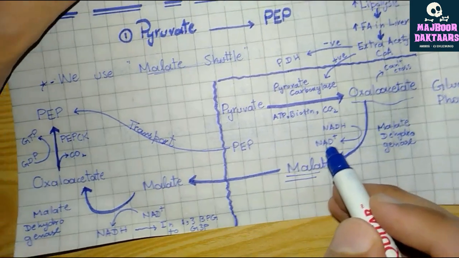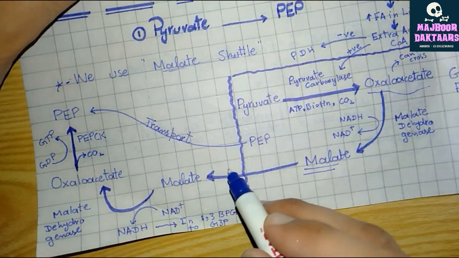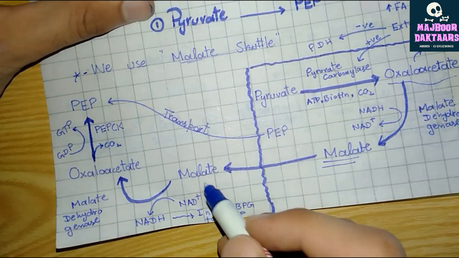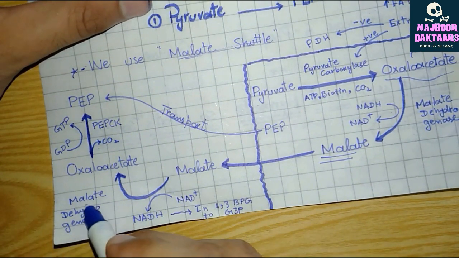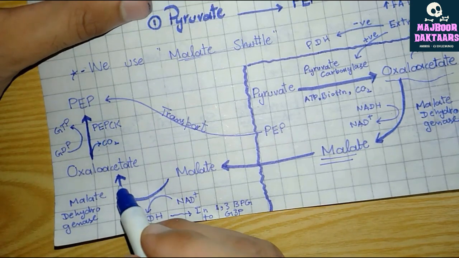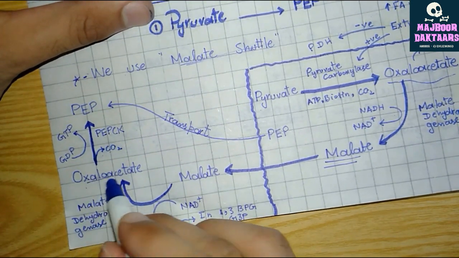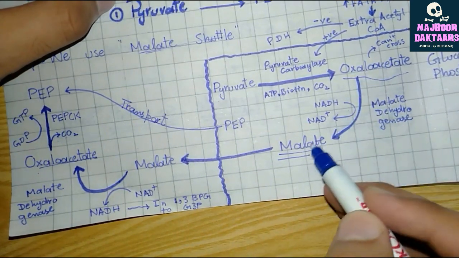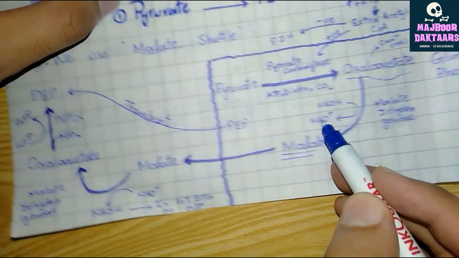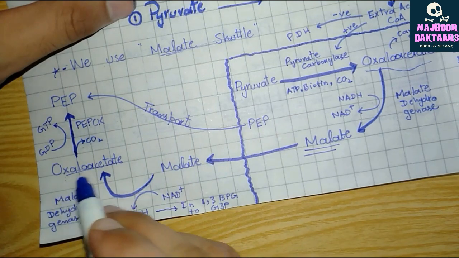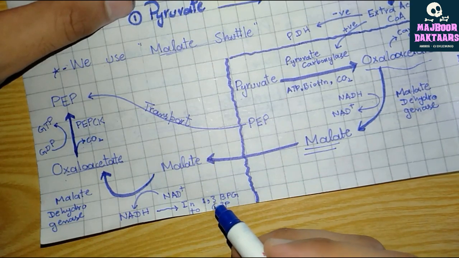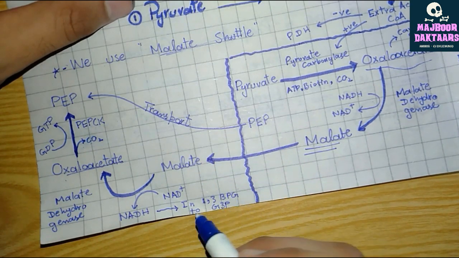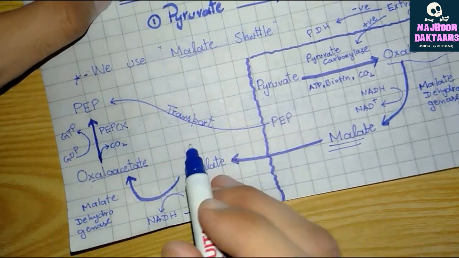Now this malate can easily cross the mitochondrial membrane, and then as we need oxaloacetate, this malate is again acted upon by the enzyme malate dehydrogenase and oxidized to oxaloacetate. Here it is reduced and NADH is utilized. Here it is oxidized to oxaloacetate and NADH is formed. This NADH is used in the further steps of gluconeogenesis, that is the conversion of 1,3-bisphosphoglycerate to glyceraldehyde 3-phosphate.